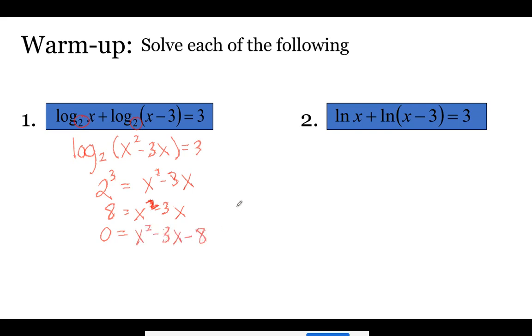And is that factorable? Nope, not factorable, right? So that means we have to use the quadratic formula.